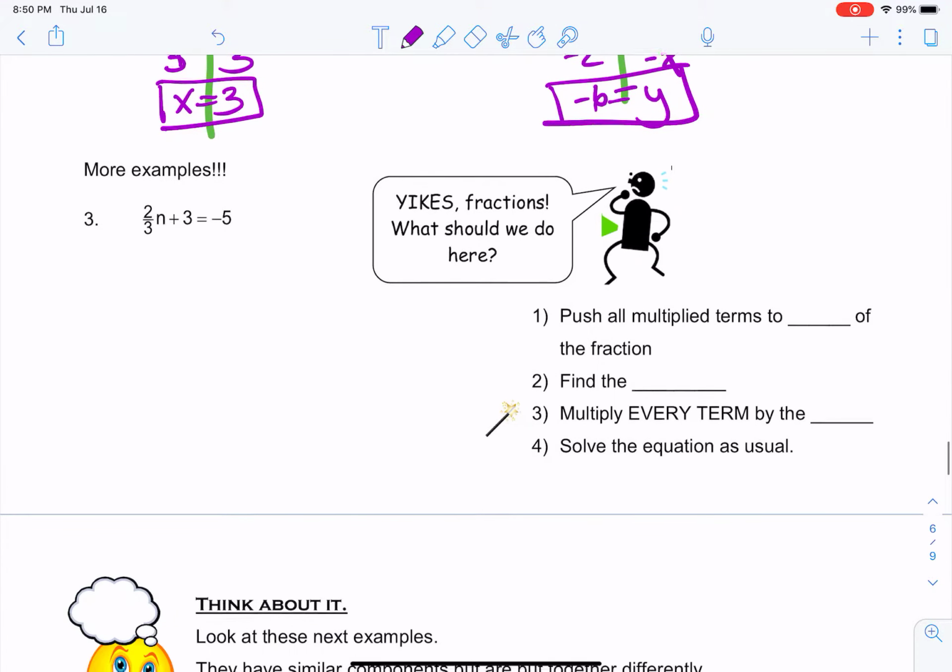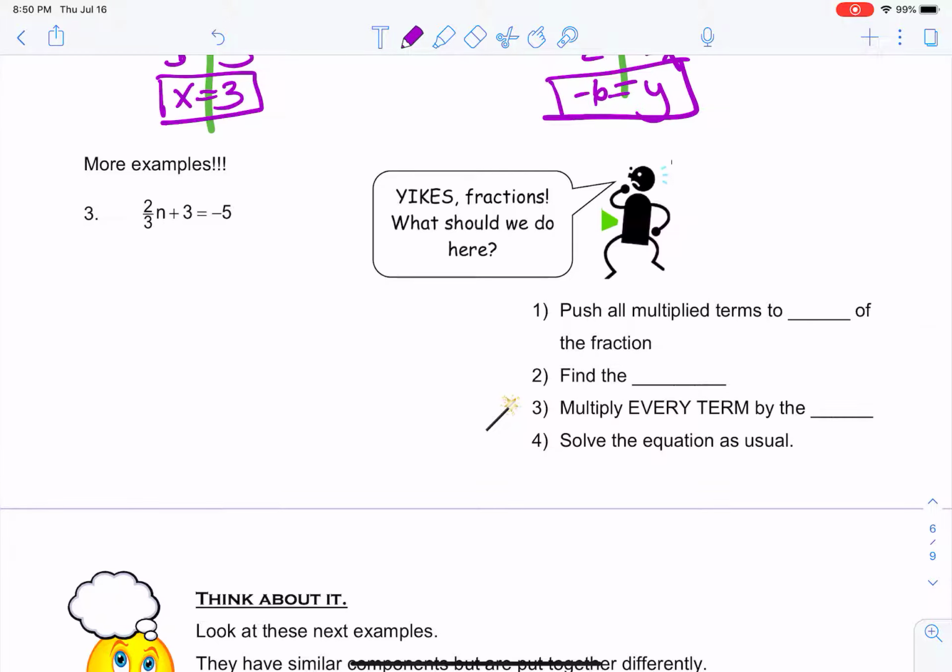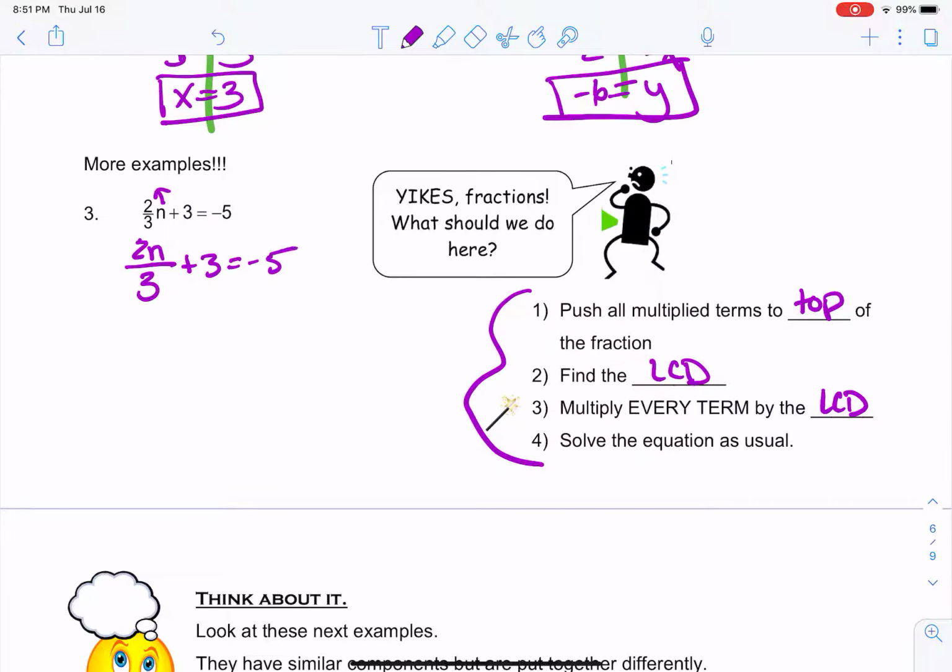Okay, we talked about fractions in our last section. Okay, so these are the same steps as before. I'm going to push all of the terms to the top of the fraction, find that LCD if you have one, and then multiply every term by that LCD. Okay, so I'm going to move this n to the top. So I'm going to rewrite it. I have 2n over 3 plus 3 equals negative 5. Now this time I have 3 different terms. Okay, 1, 2, 3. So I need to multiply every single one of those by the LCD.